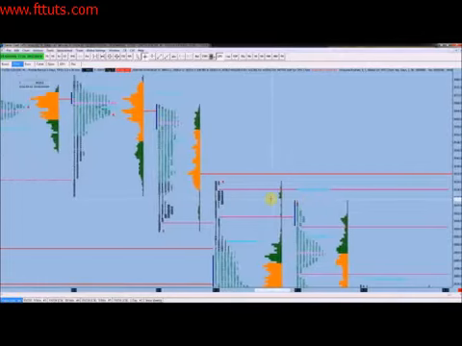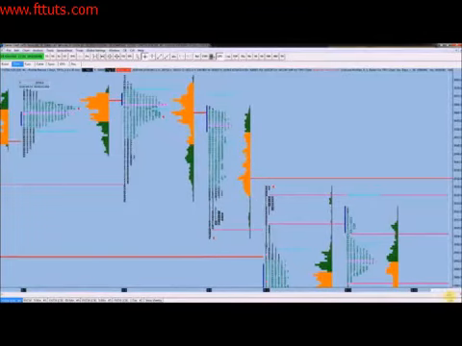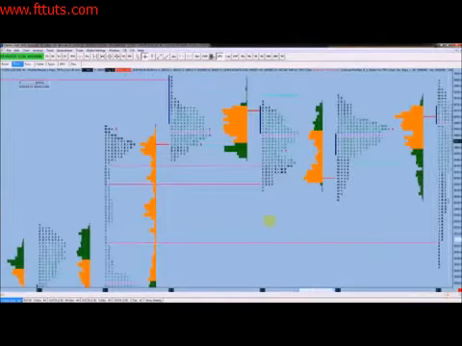I'm sure there are numerous examples where we've only posted one single set of single prints. There you go, there's one there. So these are single prints on this day here, but it was actually only one TPO that was left. One time price opportunity.